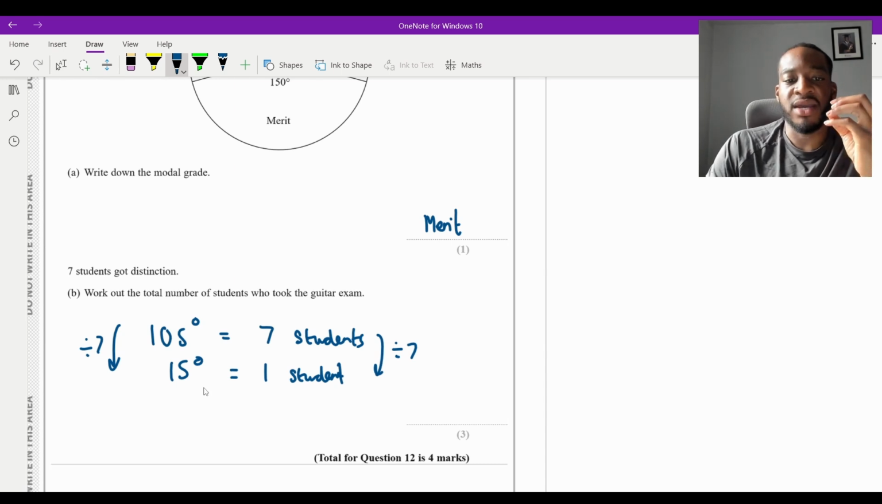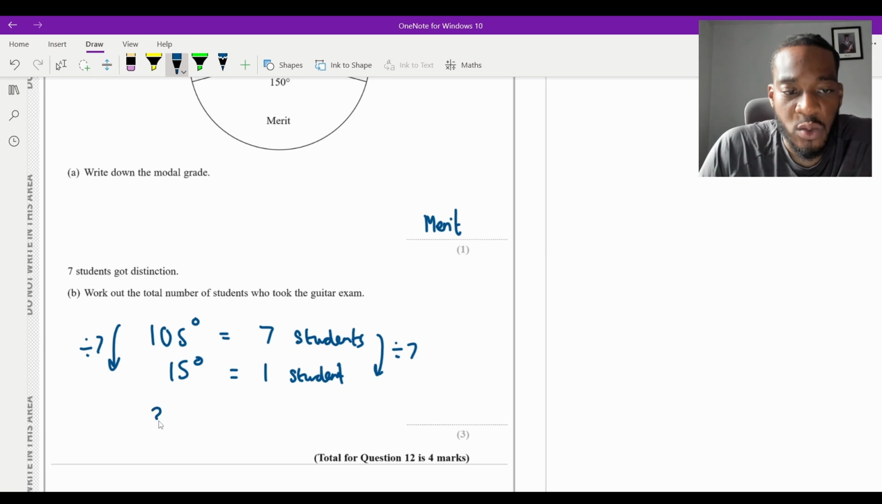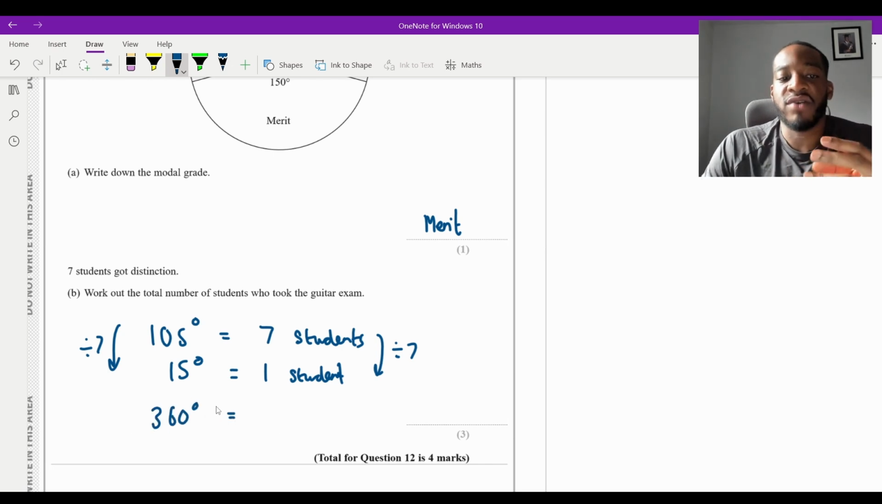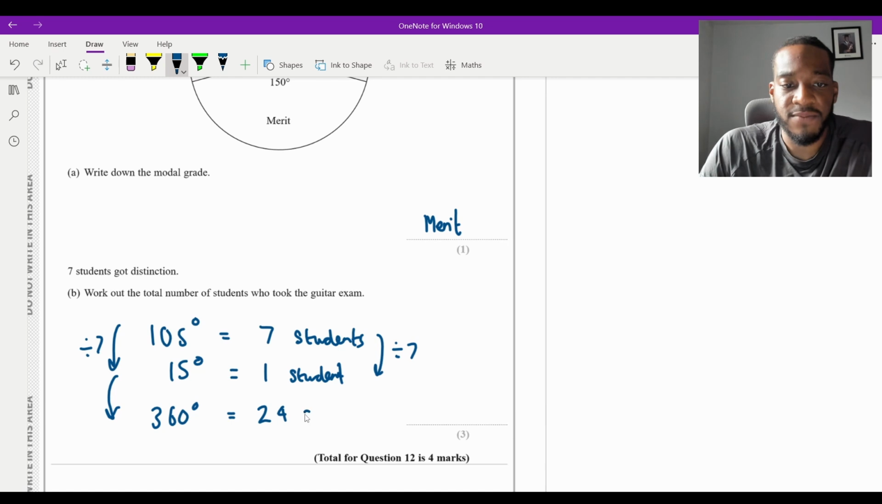Now we know that there's going to be 360 degrees, which represents the total amount of students. So I need to work out how many students represents 360 degrees. Now I know that 15 degrees represents one. You need to ask yourself, well, how many 15s go into 360, right? And the way you do this is just by dividing. So you're just going to do 360 divided by 15, and that gives me 24. So there are 24 15s, I should say, which will make 360. So it's going to be 24 students.